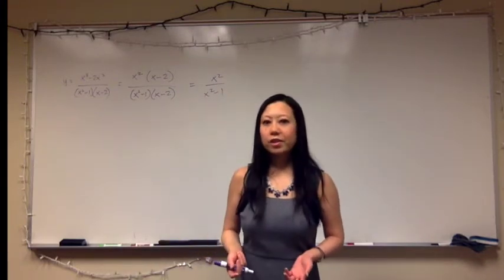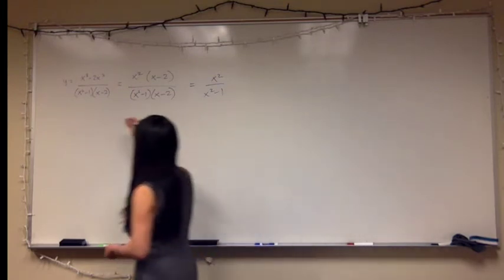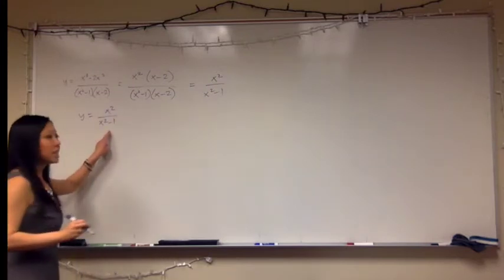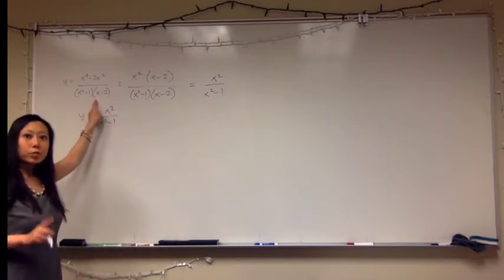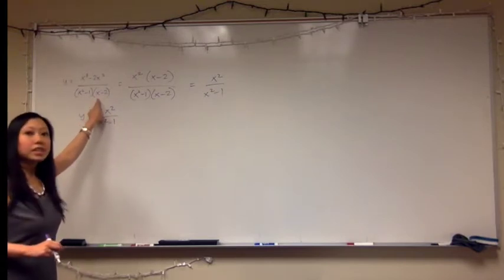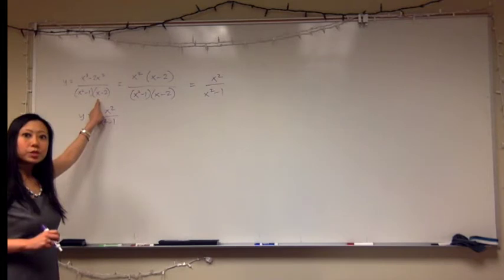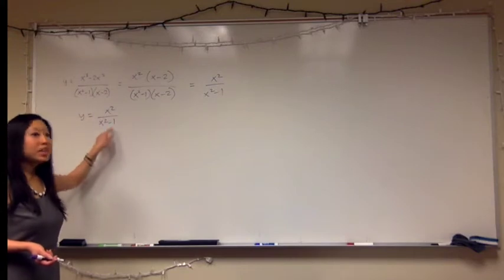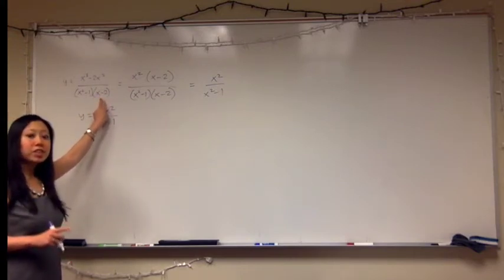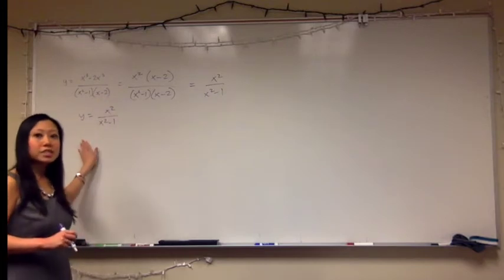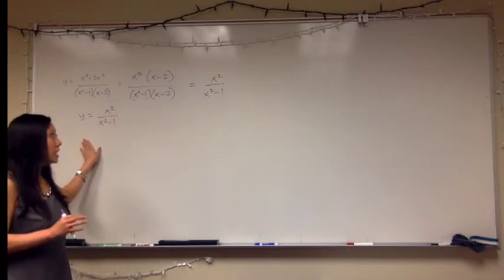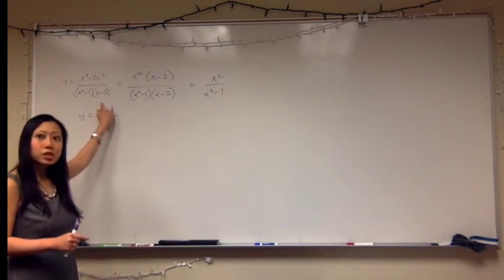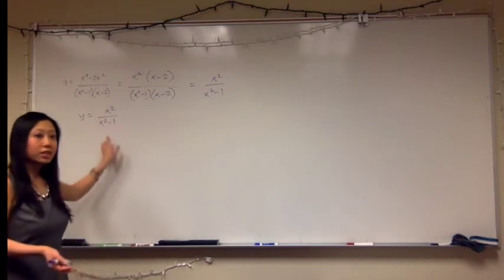So we were able to simplify that function, and so we're saying that y equals x squared over x squared minus 1 is the same exact function as this one, except for one minor piece, which is the fact that over here, the function is not defined when x equals 2, because it would make the denominator 0. So these two functions are exactly the same, except that this function right here does not exist at x equals 2. So if I were to sketch out the graph of this function, it would be the same exact function as this one, except I remove one point where x equals 2, and that's why we call it removable discontinuity.